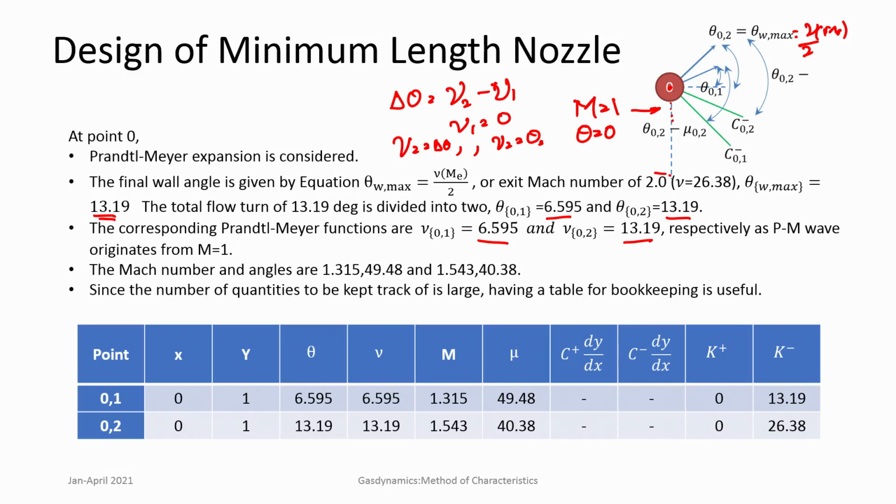So at the wave which is 1, we know theta value, we know nu value, corresponding Mach number is 1.315 and corresponding mu, that is Mach angle, is 49.48. The value of K plus and K minus is also given here. K plus is theta minus nu, that is 0, but K minus is theta plus nu, which is 13.19 and 26.38 for the 2 different waves.